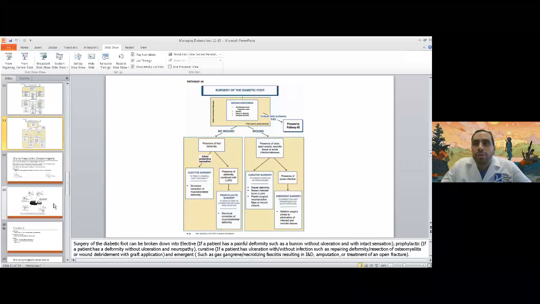And then emergent surgery is for patients who develop gas gangrene or necrotizing fasciitis, where we have to take the patient immediately to the OR for an amputation or incision and drainage. Or sometimes if a patient develops an open fracture, that's considered a surgical emergency as well in diabetic patients.